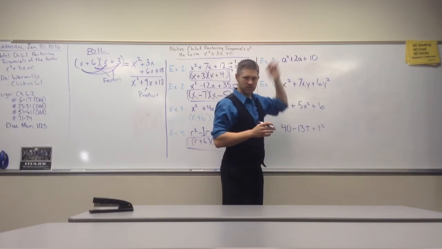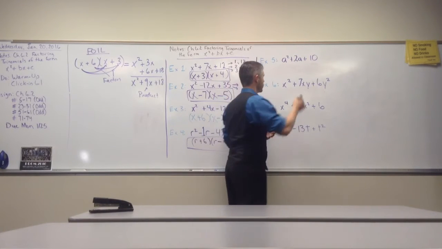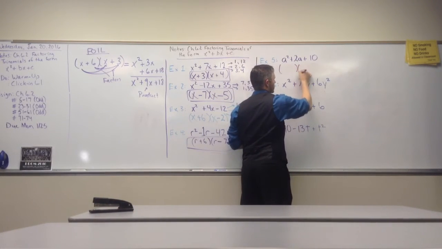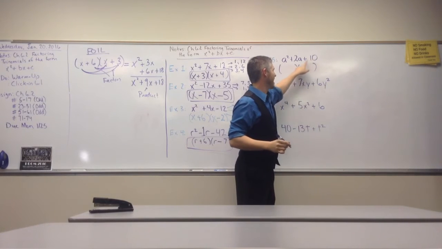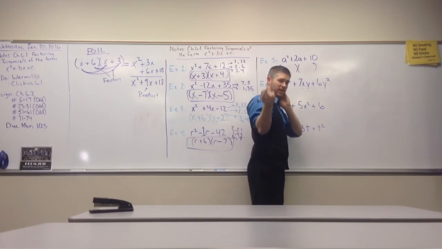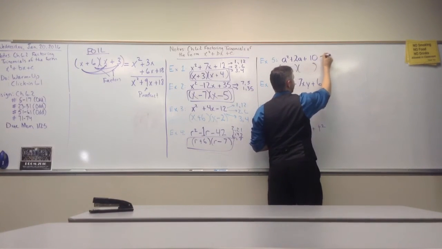a squared plus 2a plus 10. Now again, you know what you're doing. We're supposed to factor this here. Okay, so let me go and put my little brackets here. Factors of 10 that add to give me 2. Some of y'all might know the answer already. However, look at this.